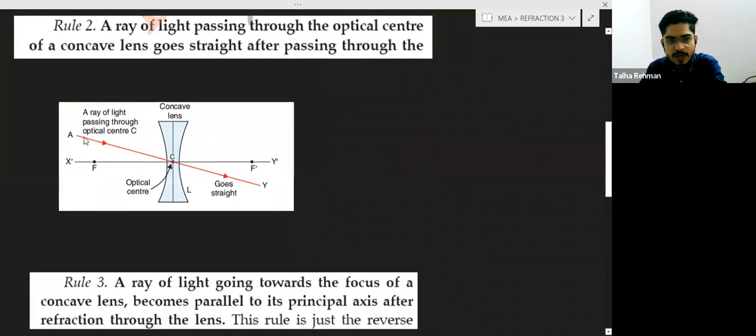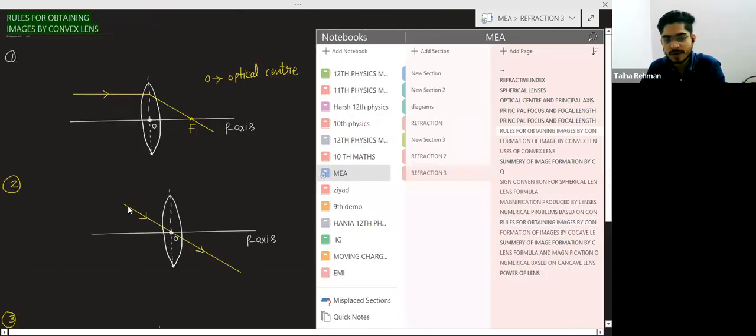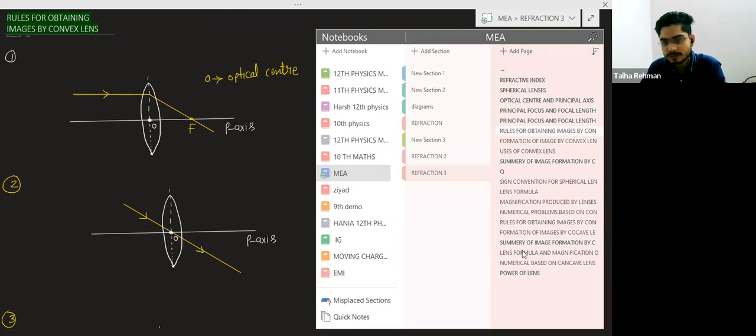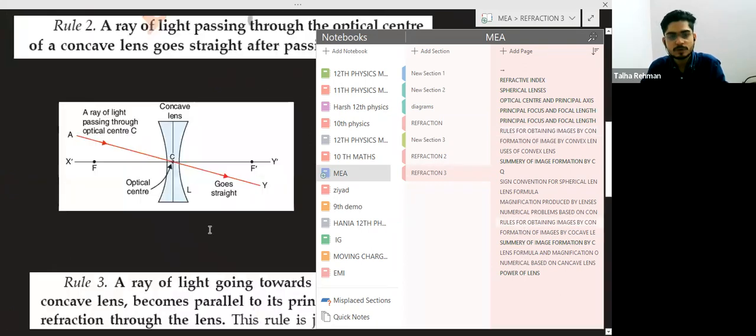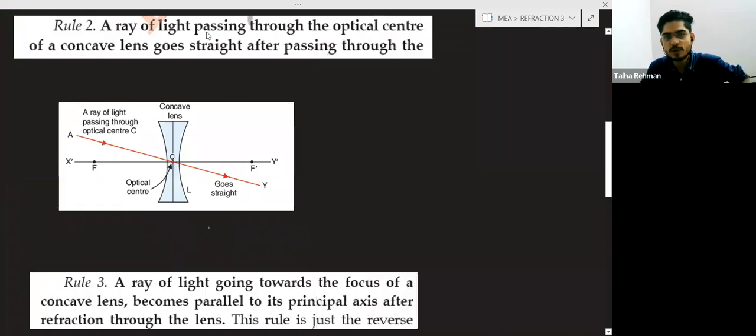Second rule: suppose you have a light ray passing through the optical center of the concave lens. Then in that case, this ray will go straight. This is the same rule as that of the convex lens. In a convex lens also, a ray of light passing through the optical center goes straight. So rule number 2: a ray of light passing through the optical center of the concave lens goes straight after passing through the lens.